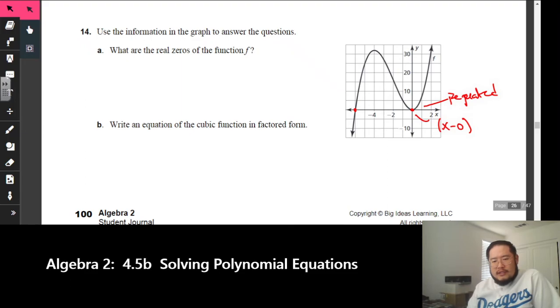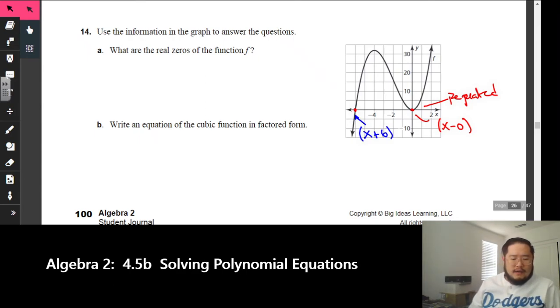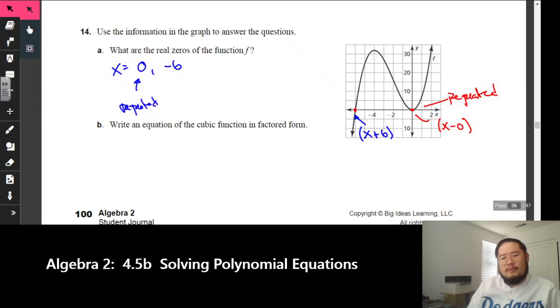If it just intersects, right here, if I were to write that as a binomial, that would be x plus 6. Right? Because if I set that equal to 0, that gets me negative 6. So putting all that down, it says what are the real zeros? Okay, x is equal to 0, x is equal to negative 6. Now don't forget right here, this 0 is repeated. And how do I know? Because it touches the x-axis. It doesn't go through it, unlike the negative 6.